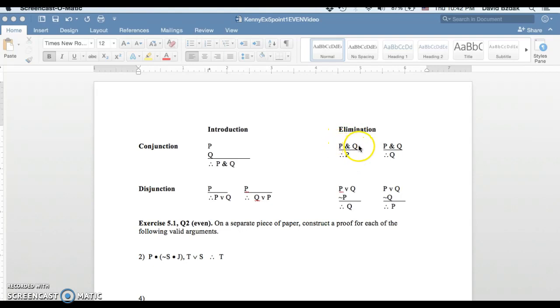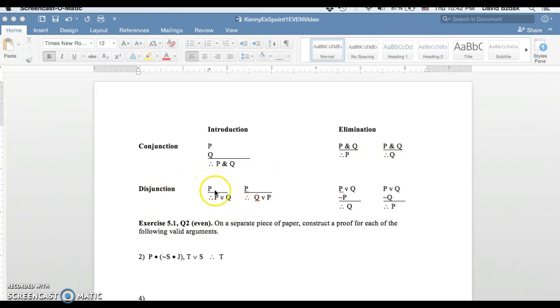Whereas elimination, I start with the sentence that has a conjunction and I eliminate it. And I can do that because if I know P and Q is true, I can know that P by itself is true. If you remember the truth table for conjunction, a conjunction is only true when both conjuncts are true. So that means if this sentence is true, then P must be true. Or if this sentence is true, Q must be true. Either of those are legitimate instances of conjunction elimination.